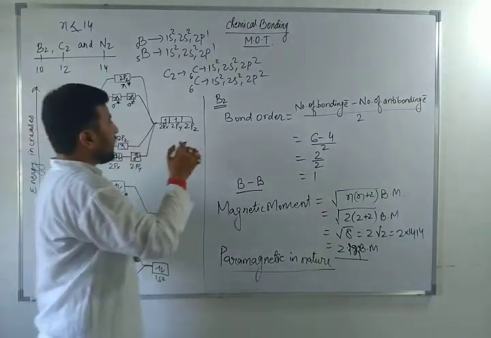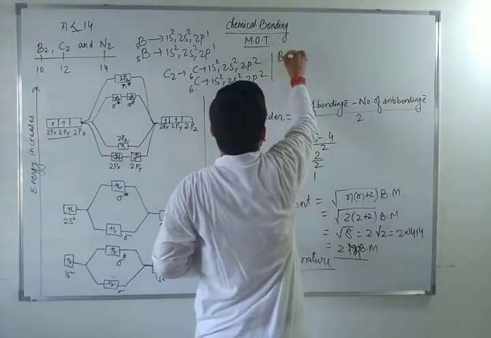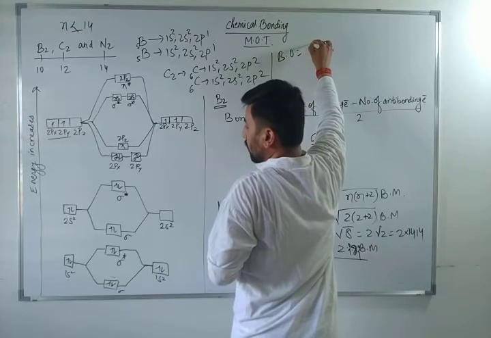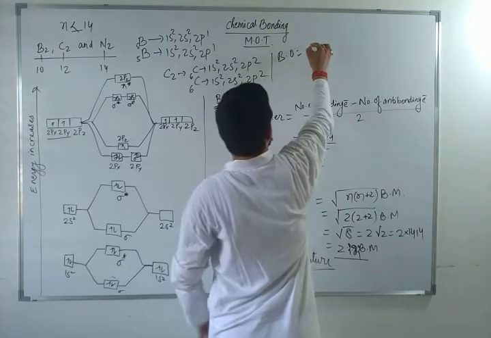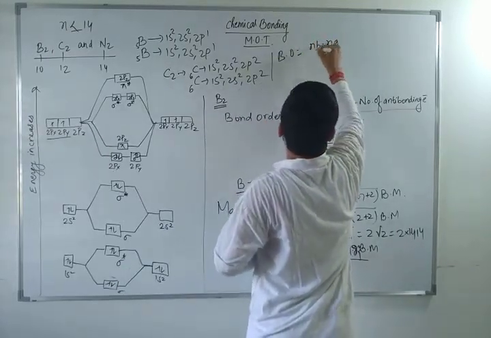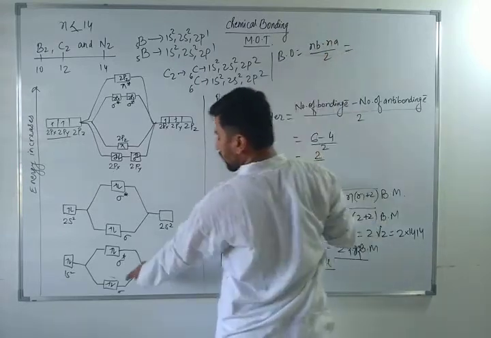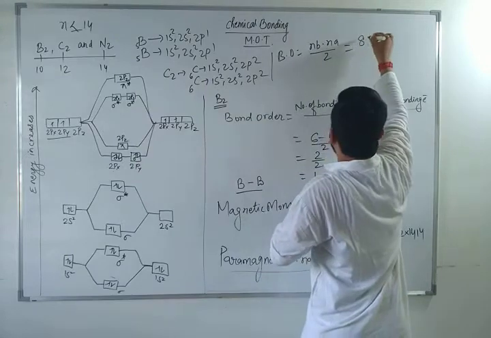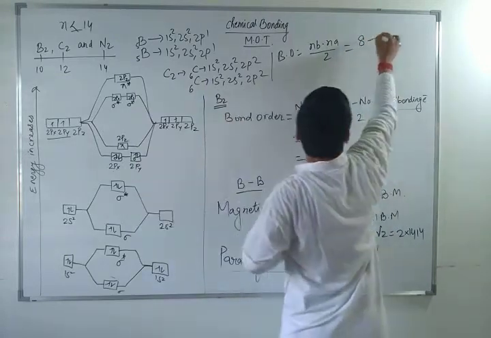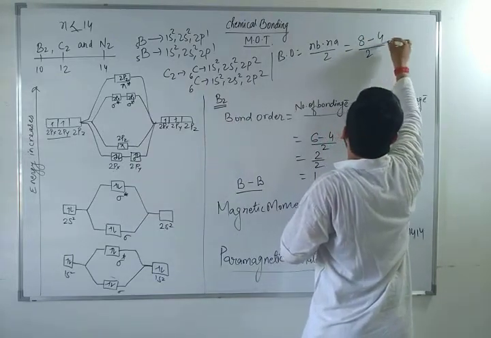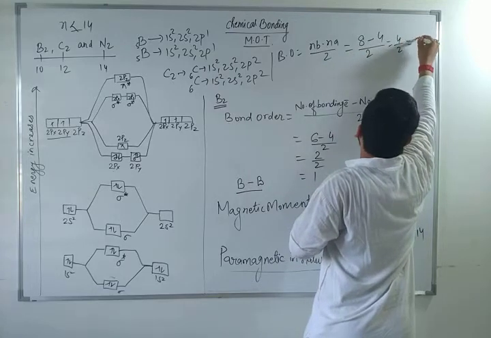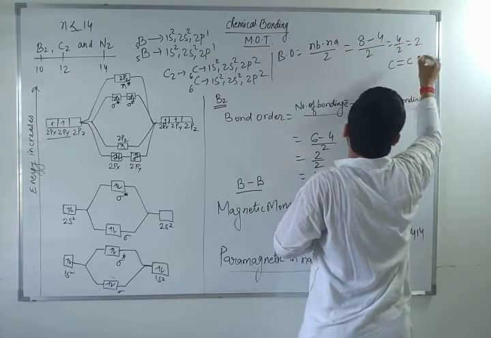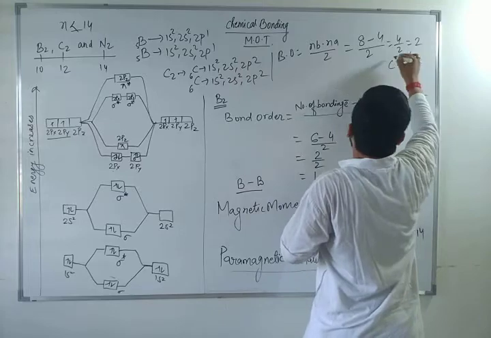So here you can see the bond order of this carbon will be, bond order is equal to bonding electrons Nb minus Na by 2. Nb means how many electrons? Bonding 2, 4, 6, 8. Anti-bonding 2 plus 2, 4. 8 minus 4 by 2, that is equal to 4 by 2, that is equal to 2. So carbon-carbon will have a double bond, right?